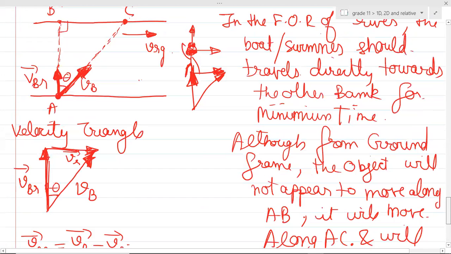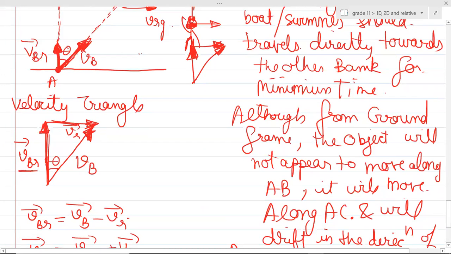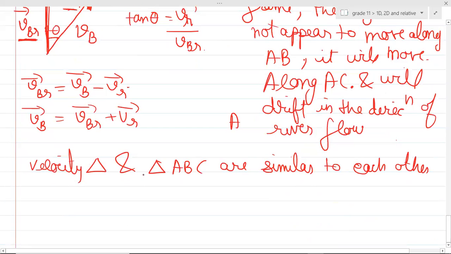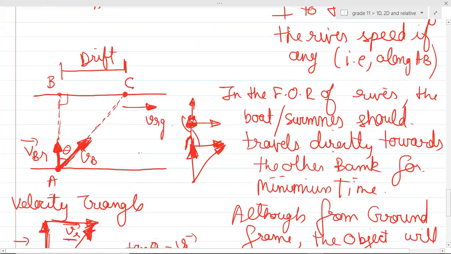Acha, what is given in the question? They will be giving you this and they will be giving you this. So can you see here, you can relate them with tan theta is equal to VR upon VBR. Yes or no, guys? Perpendicular upon base, VR upon VBR. And here in this triangle also, you can relate it as BC upon AB, right?